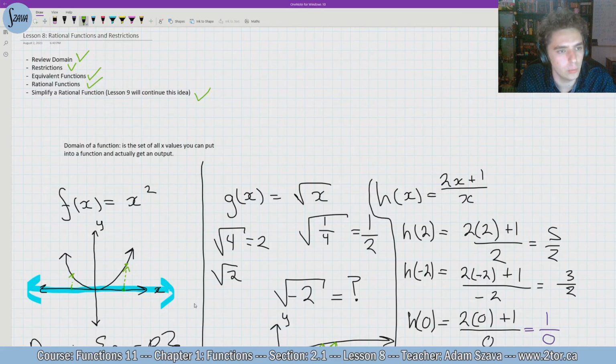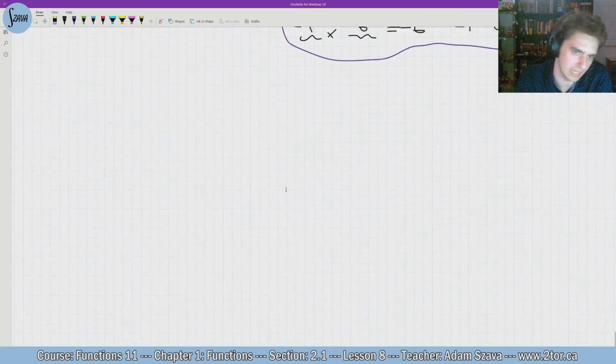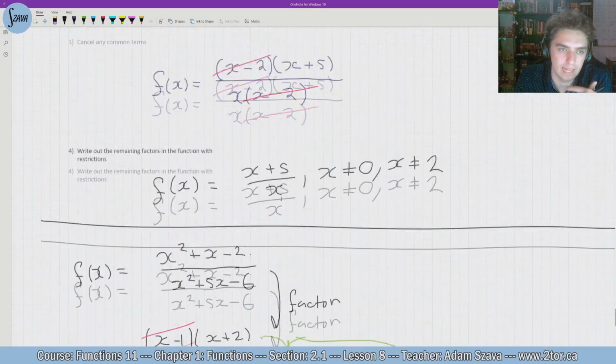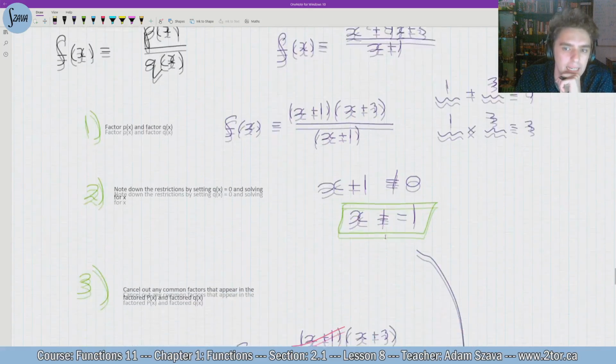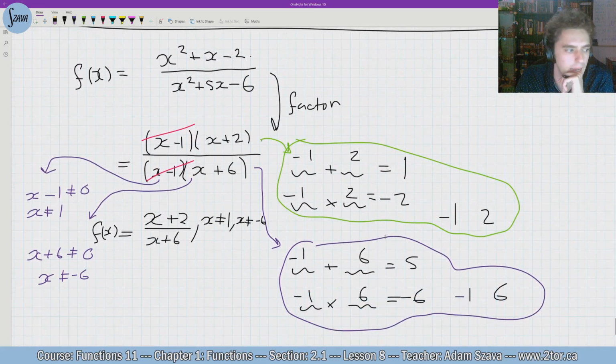So we reviewed domain. We talked about restrictions, what restrictions are to a domain. We talked about how certain functions can be equivalent. We introduced rational functions and talked about why the graphs of rational functions look the way they do. And then we talked about simplifying rational functions. That was the last thing we talked about. If you want more information about why this stuff works, and other things we can do with rational functions that go along with this idea of simplifying them, we're going to talk a lot about that in the next lesson, which is going to be working with rational expressions in lesson 9.